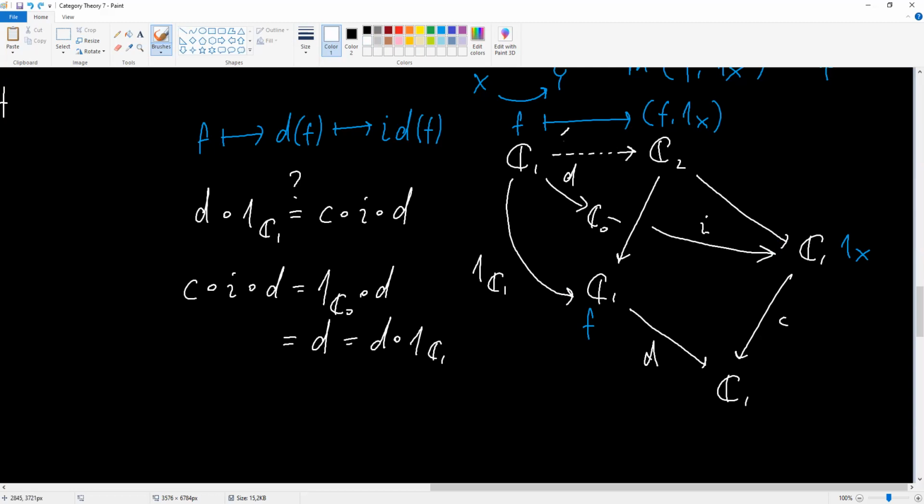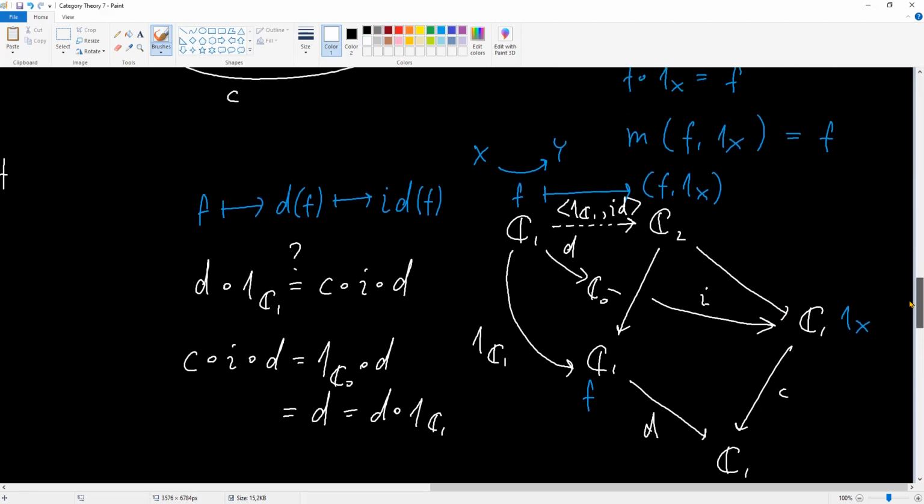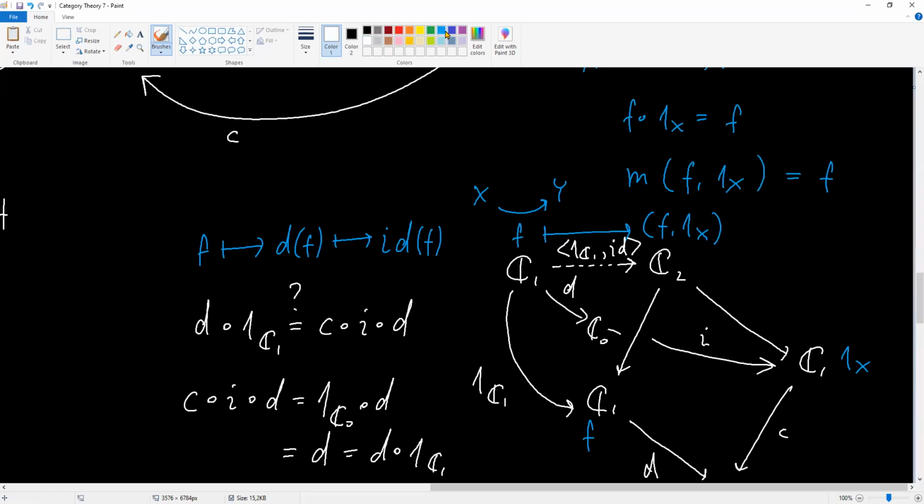Because it's determined by these two maps, I'm going to write it with angular brackets to indicate it's going into the pullback of this product: identity of C1 and the composite I D. Okay, now I've been able to generate the process of mapping F to the pair F, identity as an arrow from C1 to C2. If I further map that to M of this thing, this is something we can do. It's just composing with the M function, right? We want that to be equal to F.